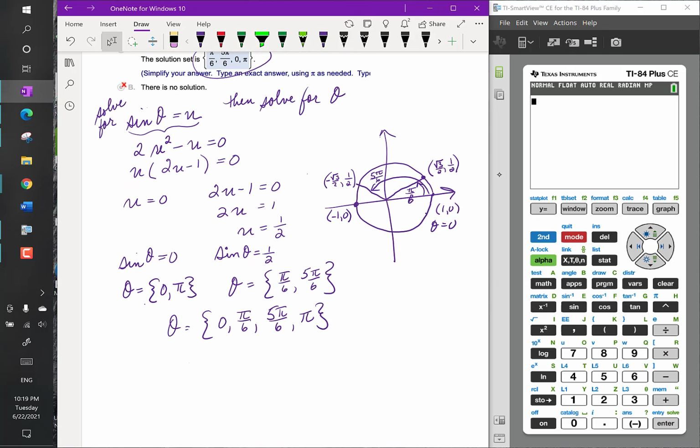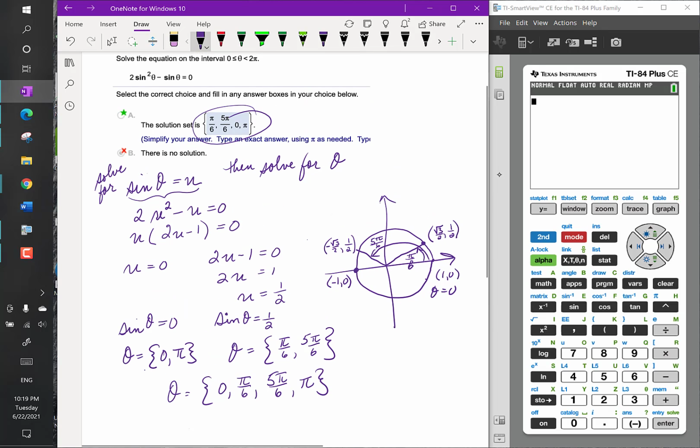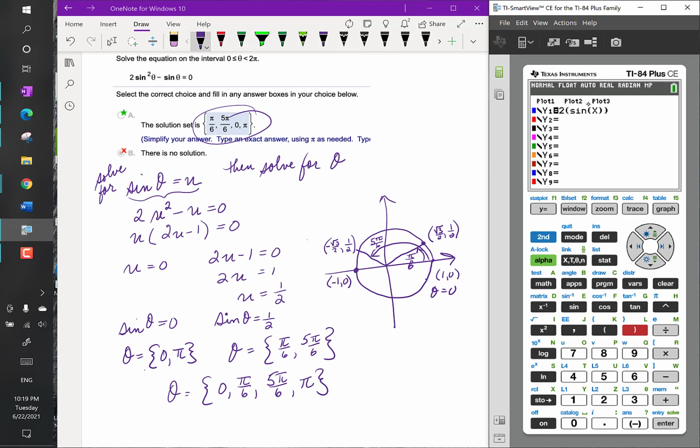Okay, so that's how you solve that. Remember that these are input values. This is theta that we would put into this equation in order to get 0. And you can check these if you're ever unsure of yourself. You can use your y editor. To put it in your calculator, you have to put sine x, wrap sine x in parentheses and square that. Then subtract sine x.